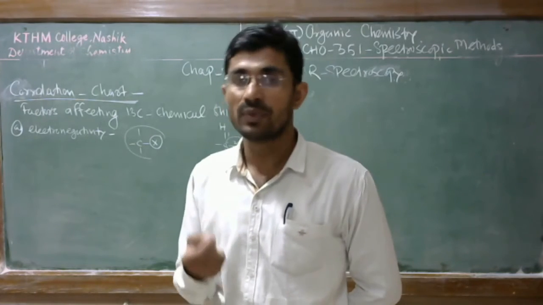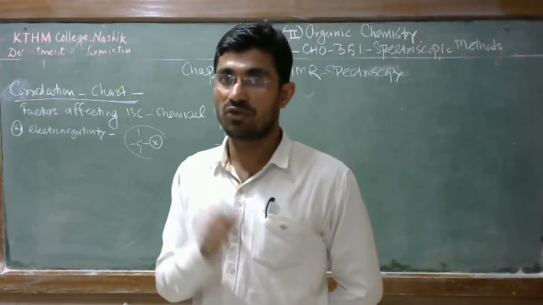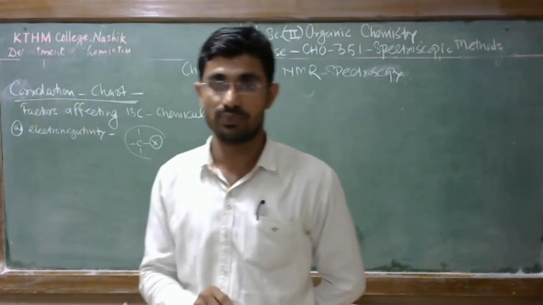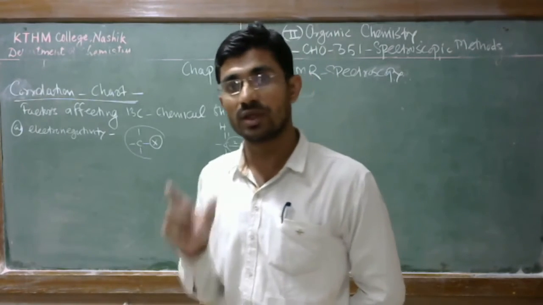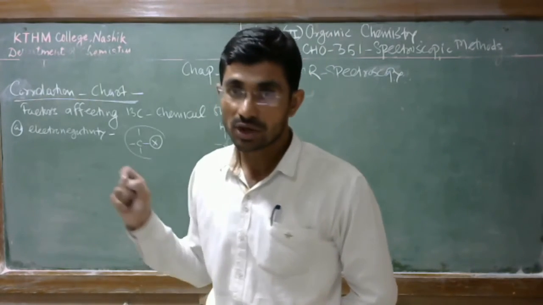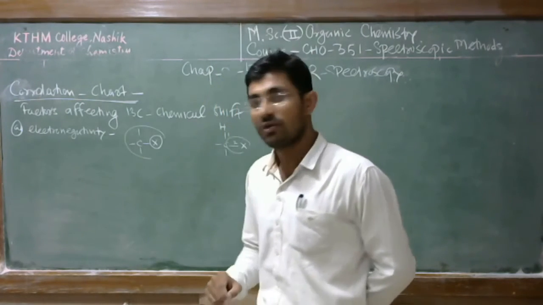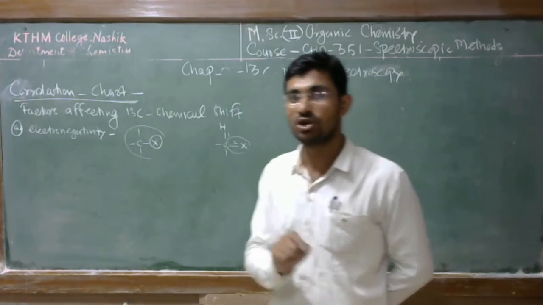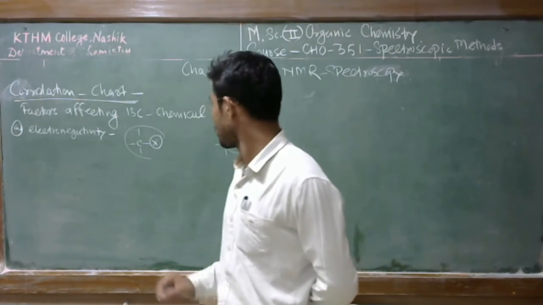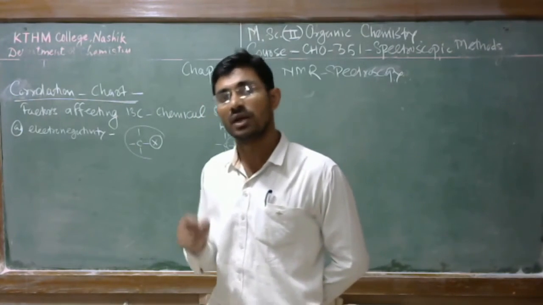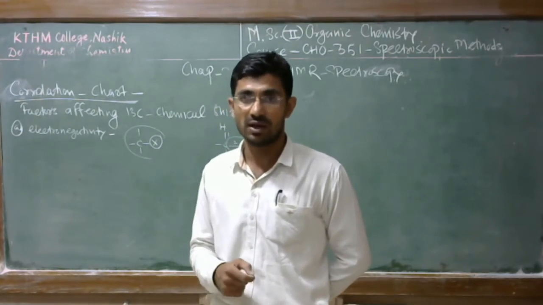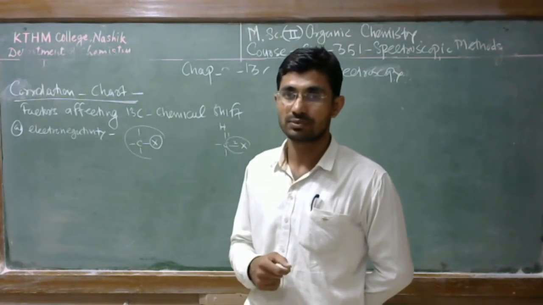Because of that, we can observe the very large range from 0 to 220 ppm. Why? Because this electronegativity effect occurs through only one bond. So this is the first factor, electronegativity, which affects 13C NMR in the same way as 1H NMR.